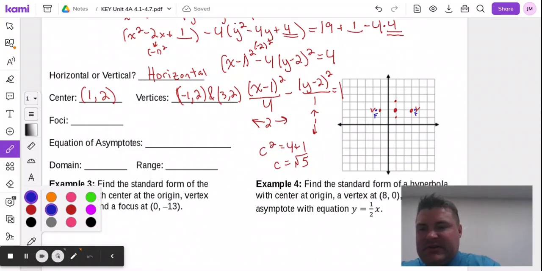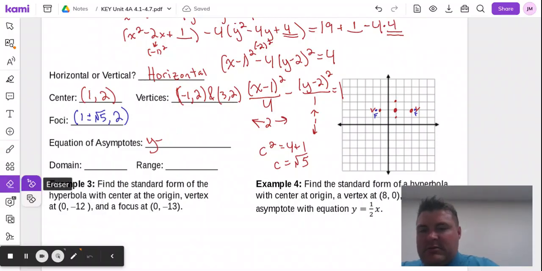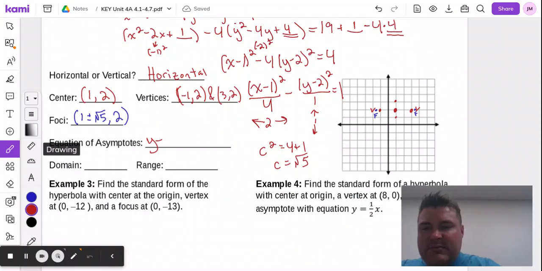So what is that in terms of coordinate point? The height's still 2, but it's going to be 1 plus and minus root 5. I'm going root 5 in each direction, comma 2. So what's the equation of my asymptotes? Well, it's going to be y minus 2, because that goes in front, equals plus and minus slope. I'll do that in a second. And then x minus 1.